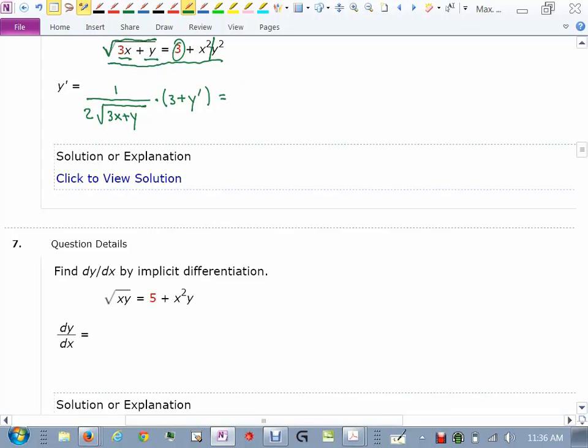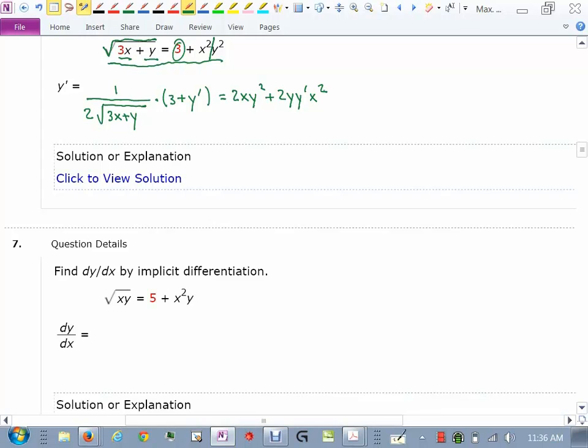And then here we have a product rule. So we've done it, hopefully, enough of these. Derivative of x squared is 2x times the second one there, plus derivative of the second one, which is 2y y prime, times the first one, which is x squared.